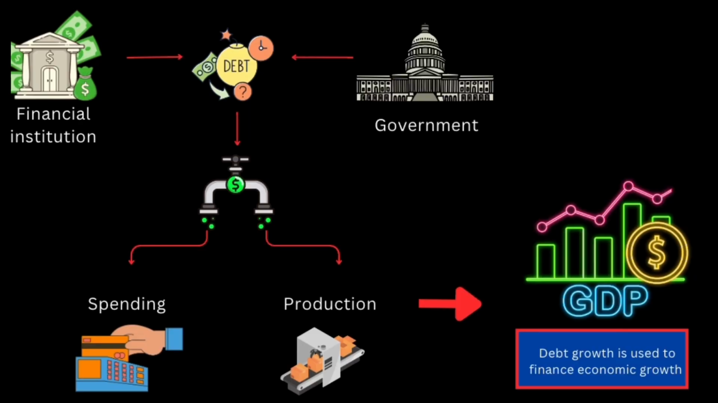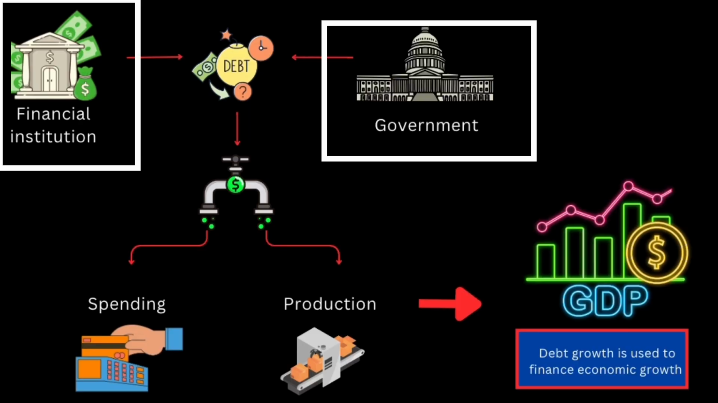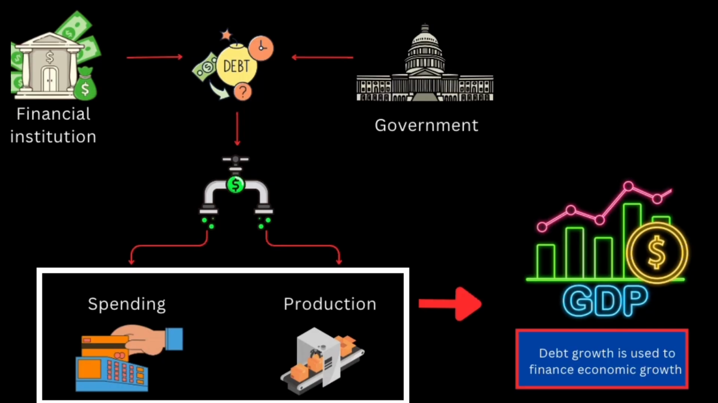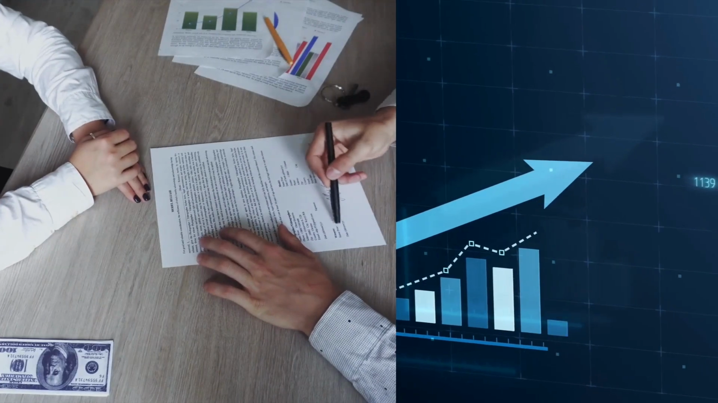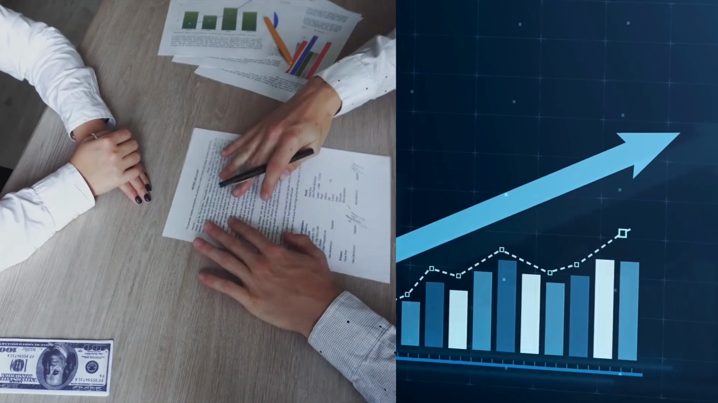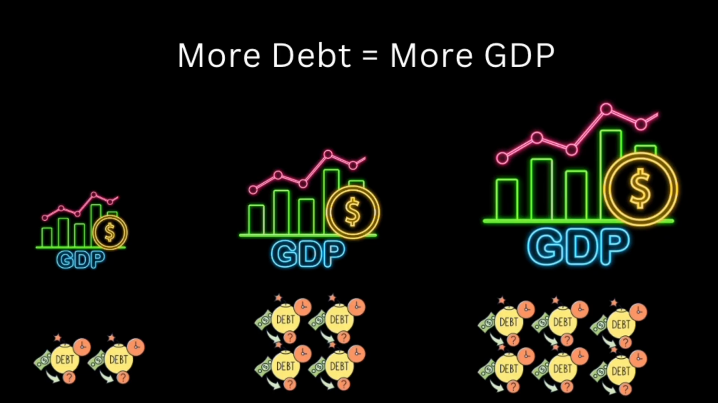Okay, let's dive into a more simplified version of how debt is created to support growth. Debt is created from financial institutions and governments to fuel spending and production. So basically, debt growth is used to finance economic growth. And we learned this in the last lesson. Debt growth is financing. As a general rule, more debt equals more GDP.